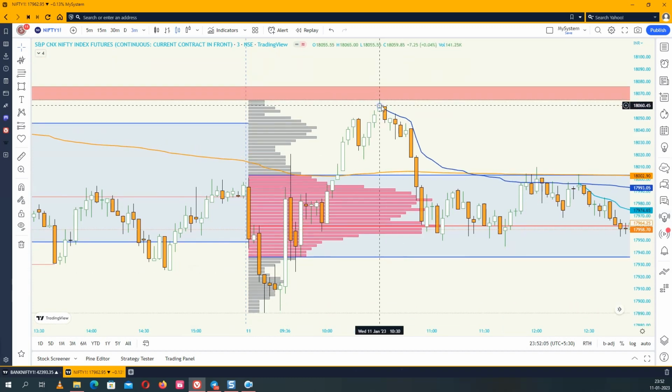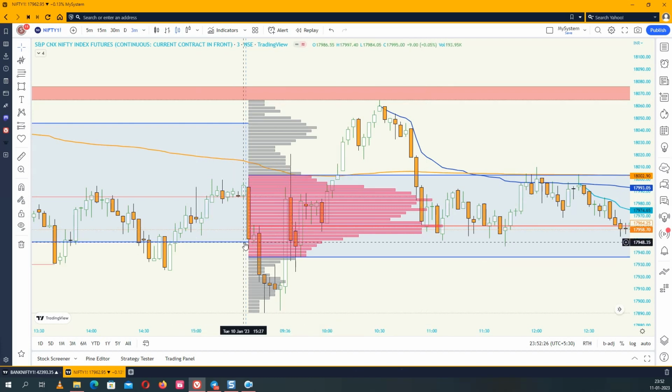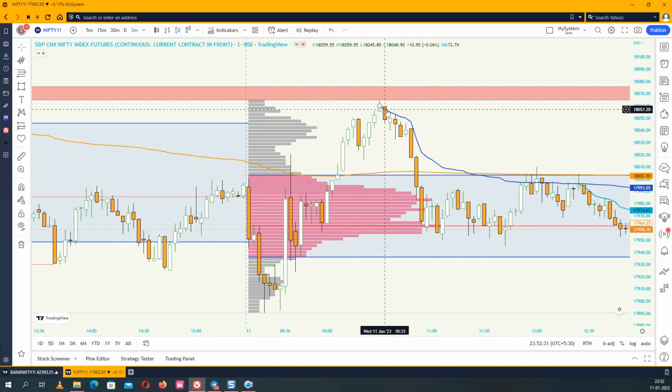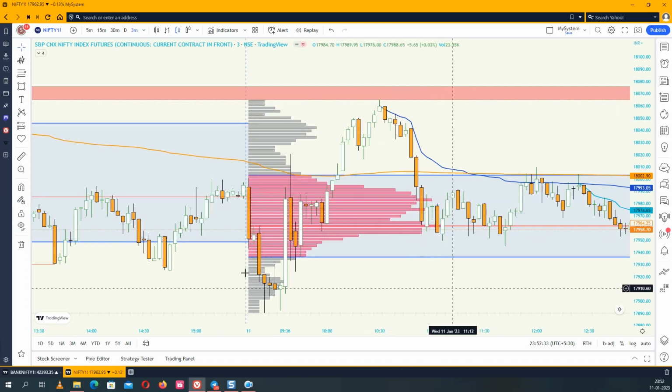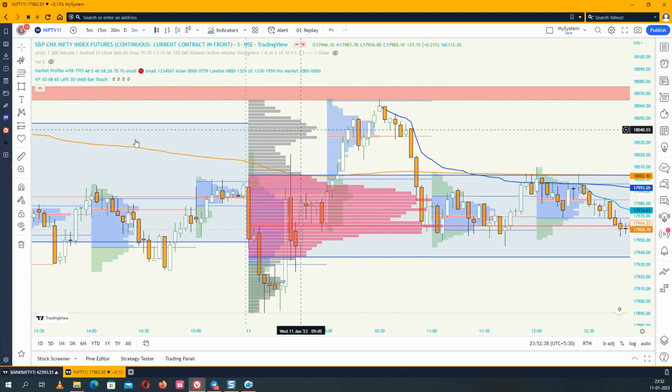So I have taken a short trade from here with the SL here at 18,080, and I drew another anchored VWAP from here, and we have seen that the market did not go above that anchored VWAP, it respected and rejected. My target was yesterday's value area low, and finally the market reached here and I simply booked my trade here. Let me activate that indicator.